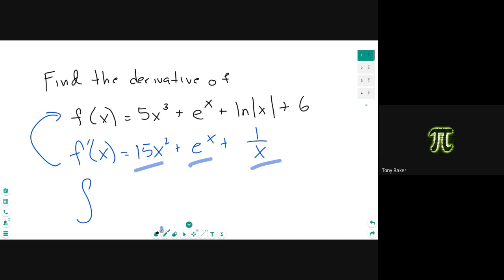What disappears when I'm doing my derivative? A constant. So how do I get that back? Because I'd want the original answer back, right? So when we take the integral of a function, we're going to go backwards. However, when I take the derivative, I lose information. So somehow I have to put that information back.